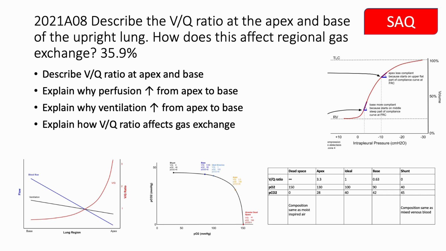Why haven't we reached a 5 out of 5 standard? If we interpret this question strictly literally, we have answered everything that the question has asked. But I feel that there is an extra implied question of why does this matter, or what's the clinical significance of this relationship between VQ ratio and its effect on gas exchange. So to get full marks, I think we would need to make a comment about the effects of overall VQ mismatch on oxygen and CO2. And this is what we're going to discuss next.